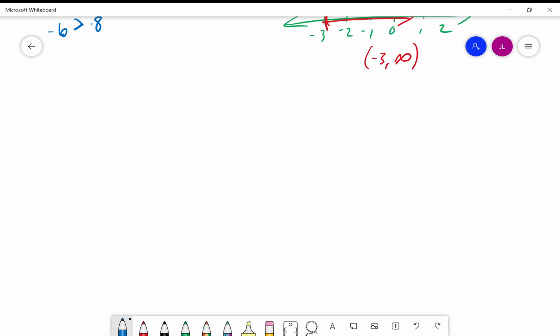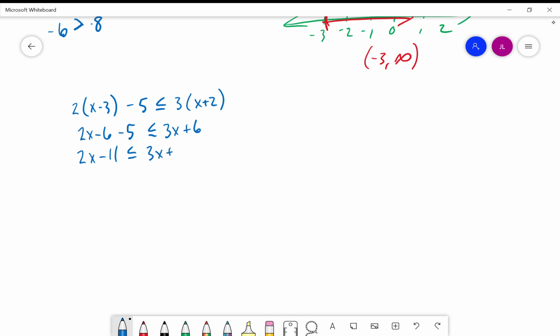This one is a little longer. Let's see, 2 times x minus 3, minus 5, is less than or equal to 3 times x plus 2. Let's see what happens when we do this. First we want to distribute the 2. 2 times x is 2x, 2 times -3 is -6, minus 5, less than or equal to, and again we're going to distribute, 3x plus 6. Now we can combine terms: 2x, -6 minus 5 is -11, less than or equal to 3x plus 6.